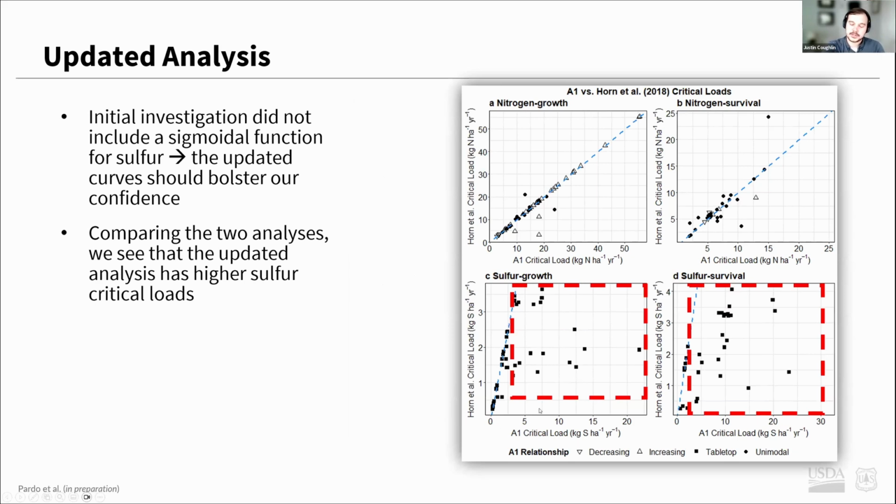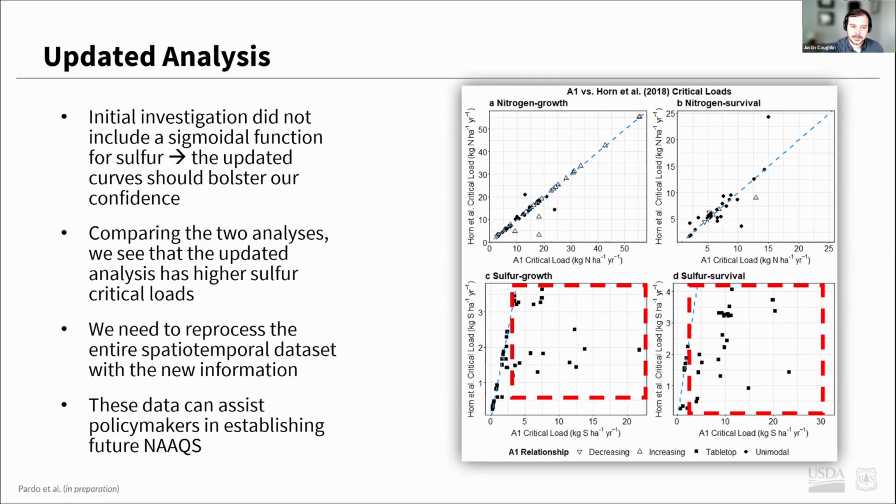Analysis. And what we see is a shift towards higher sulfur critical loads in the new analysis with that new functional form. So now we need to reprocess that entire spatio-temporal data set with the new results. And these data can assist policymakers in establishing future national ambient air quality standards.